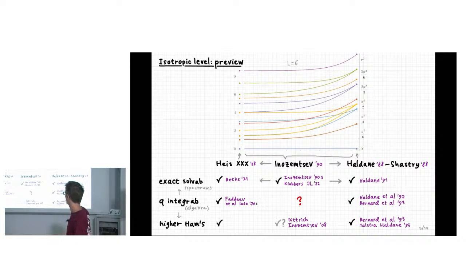Now, on the Haldane-Shastry side, we have all of these. It's exactly solvable. It was then found to be quantum integrable, and in particular, you can explicitly write down higher Hamiltonians. For Inozemtsev, it is known to be exactly solvable via a combination of the Bethe ansatz and some sort of things that happen at Haldane-Shastry.